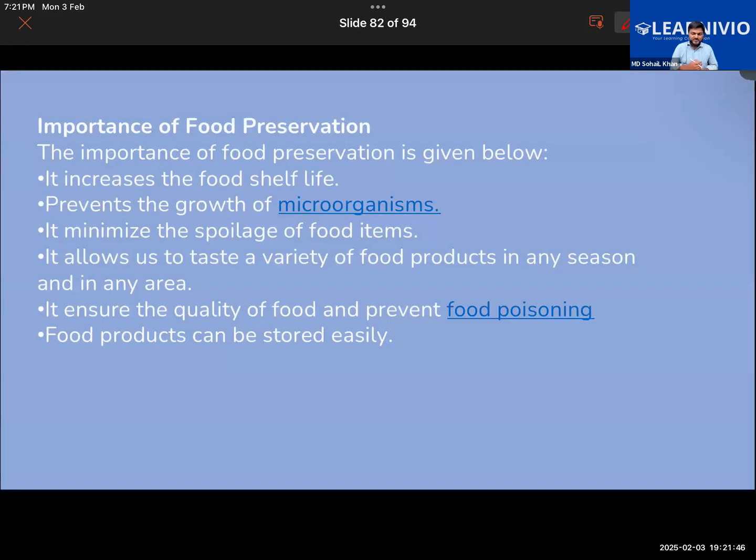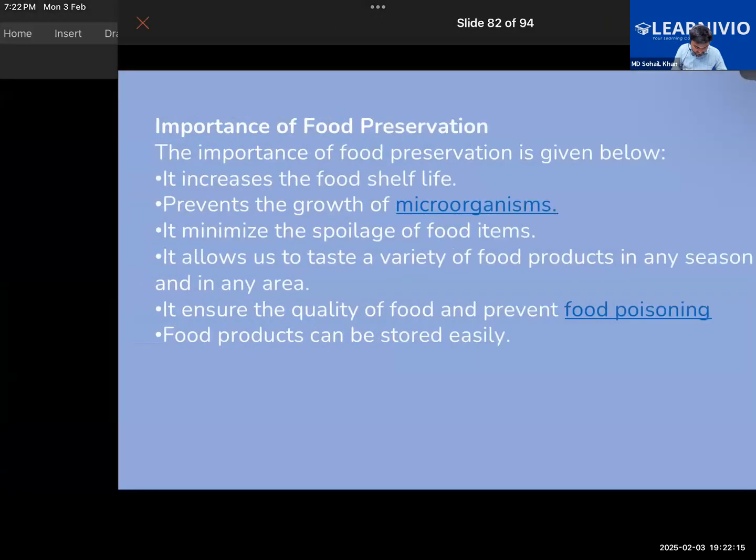So those were the different types of methods, and the importance of food preservation is that it can increase the shelf life of the food, right? We can store food for many days. It will prevent the growth of microorganisms and stop the spoilage of the food items. And also it ensures that the quality and the amount of nutrients in the food is not lost. So that was all about this chapter.